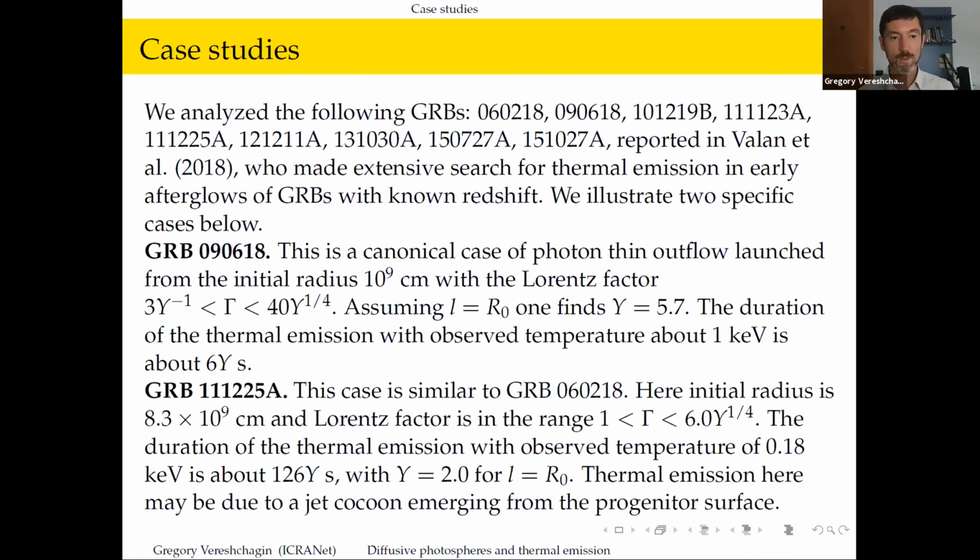To look at this in observations, we took the 2018 paper of Valan et al., which contains a number of bursts with known redshift, known fluxes, and known luminosities, and therefore this was a basis for this work.